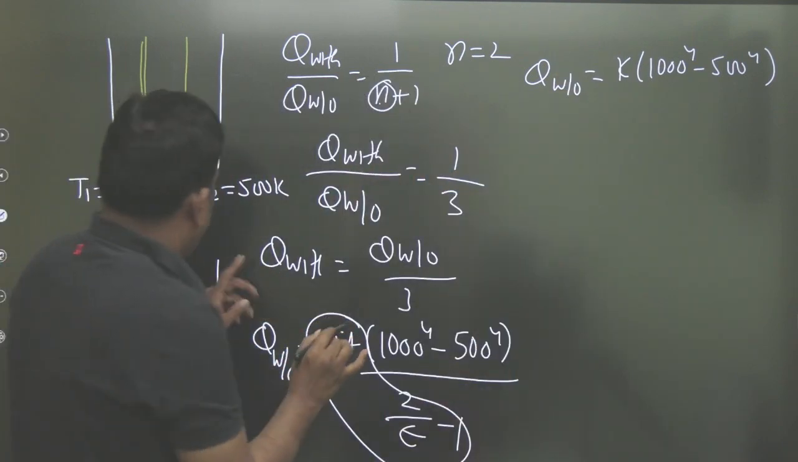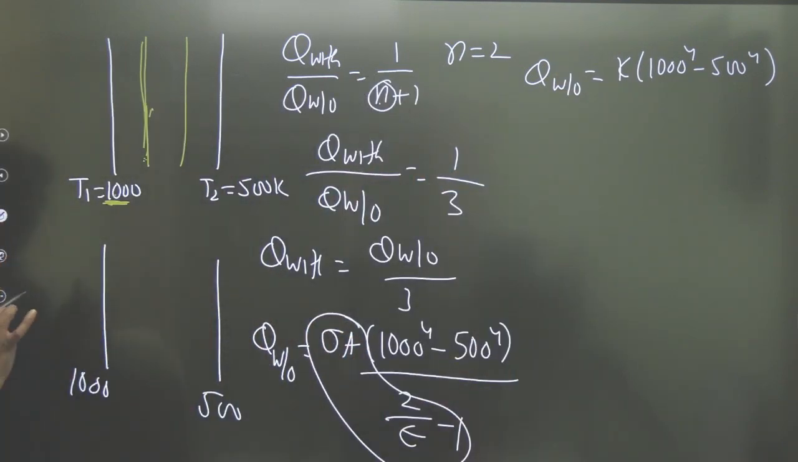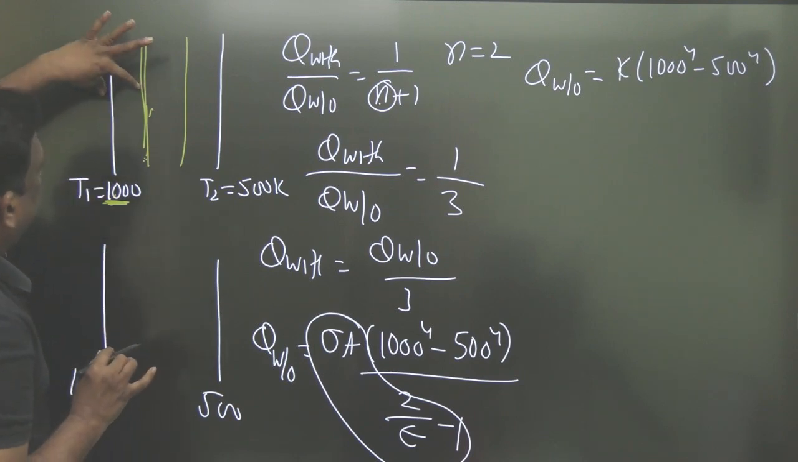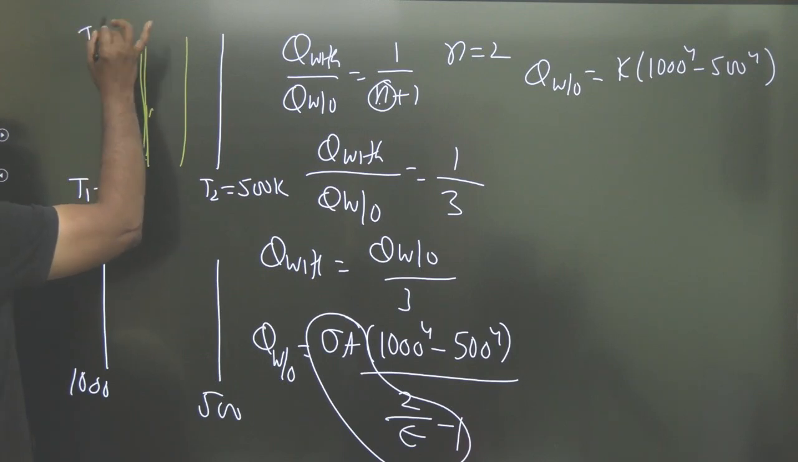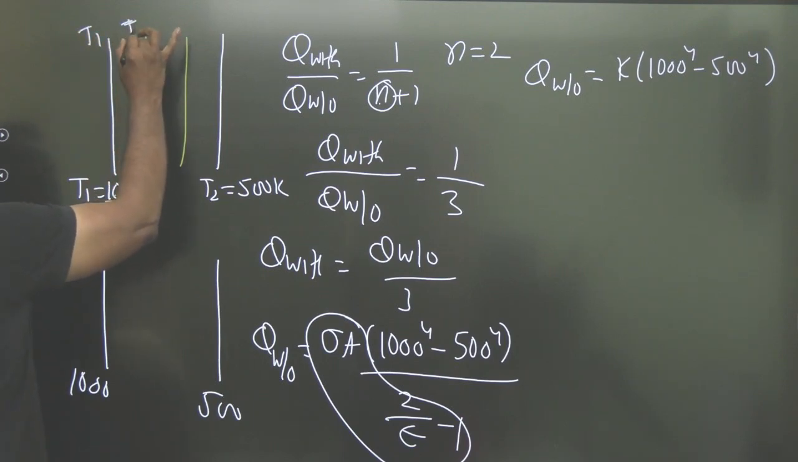Now, if you want with shield, what will be the equation, sir? Look carefully. What will be the heat transfer? Now, I am using two shields, let us say. What will be the equation? Let this be T1. Let this be T4.